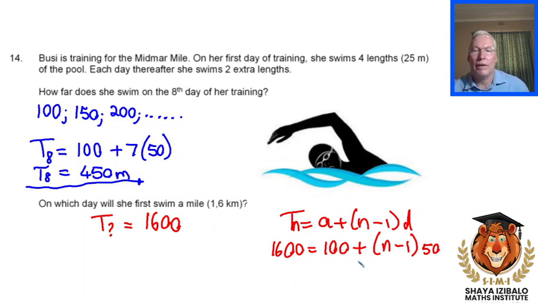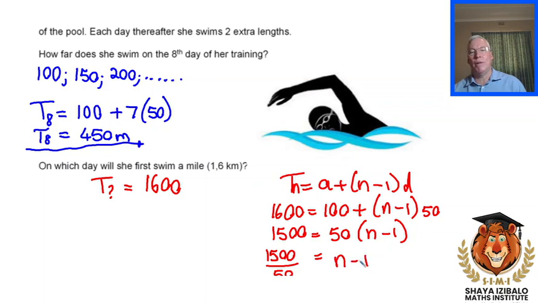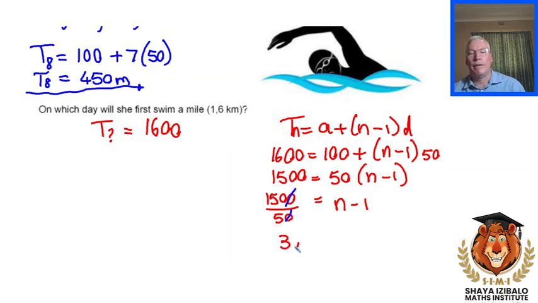We're trying to solve this equation. There are different orders we could work in, but let's subtract the 100 first. We get 1,500. So 1,500 is 50 lots of n minus 1. Now let's divide both sides by 50. Now 1,500 over 50 is actually not that difficult to do, because we can divide the top and the bottom by 10. So now we've got 150 divided by 5. 5 goes into 15 3 times, so it'll go into 150 30 times. So n minus 1 is actually 30.